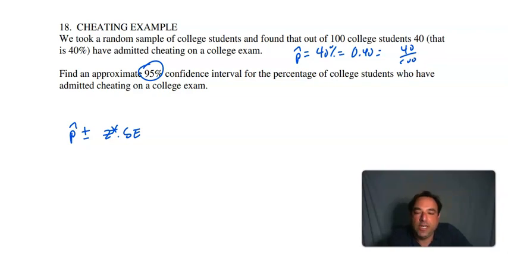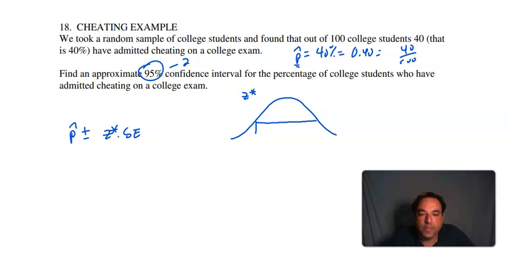Now, the z star for 95 can be 2, or we can find it more exact. They're basically really close to each other, but this will be an opportunity to teach you how to find the exact z star. Okay, so we have our p hat. To find our z star, remember, what we do is we draw the picture. So 95% would be the middle portion, and we're trying to find the z-score for 95%. Remember, the z-score is the area to the left. So we'd have to find these ends.